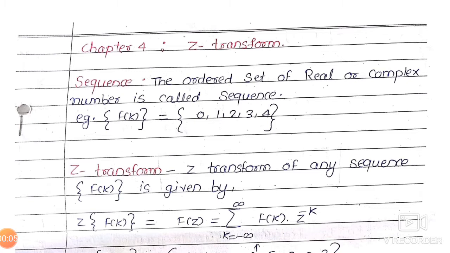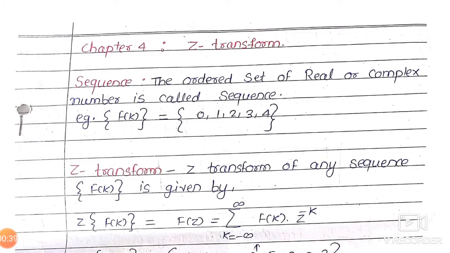In this video we are going to see the topic Z transform, engineering mathematics 3. Before starting the Z transform, let's see the first definition, sequence. The sequence is the ordered set of real or complex numbers, and the notation for a sequence is f of k. So here f of k is nothing but the sequence, that is 0, 1, 2, 3, 4. So this is a sequence.